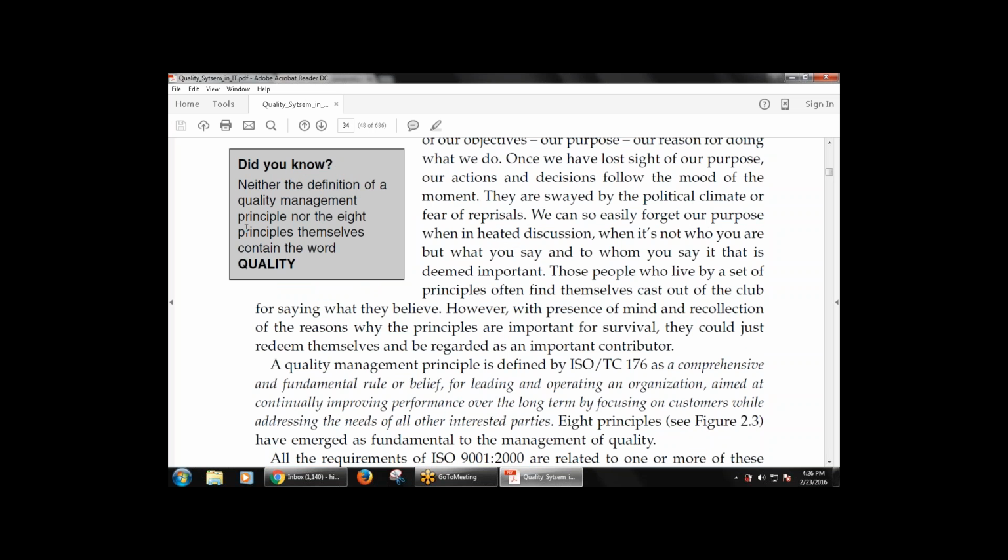Neither the definition of the quality management principle nor the eight principles themselves contain the word quality. That means there is no word explained over here that is quality in the quality management, but it's a fundamental rule of belief for leading or operating an organization aimed at continuous improvement over the long term by focusing on the customer relationship. So when we focus on the customer relationship, there are multiple parts by which we can focus on the customers while addressing the needs of the other interested parties.